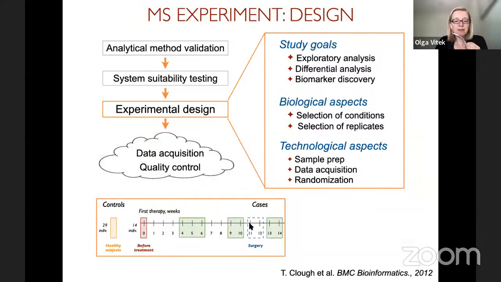Here's another example, which is a time course experiment. This was a study on childhood osteosarcoma, so this is childhood bone cancer. It is an example of a hybrid design. Here there were some healthy individuals at one time point, and then there were some diseased individuals which had many time points: before the treatment, during chemotherapy, before surgery, after surgery.